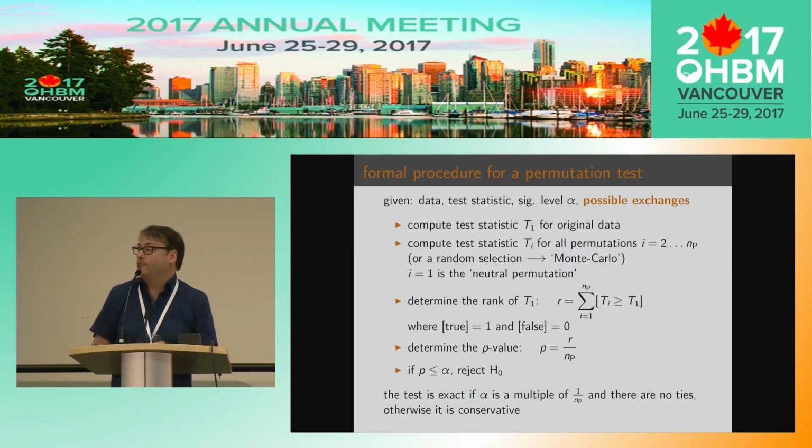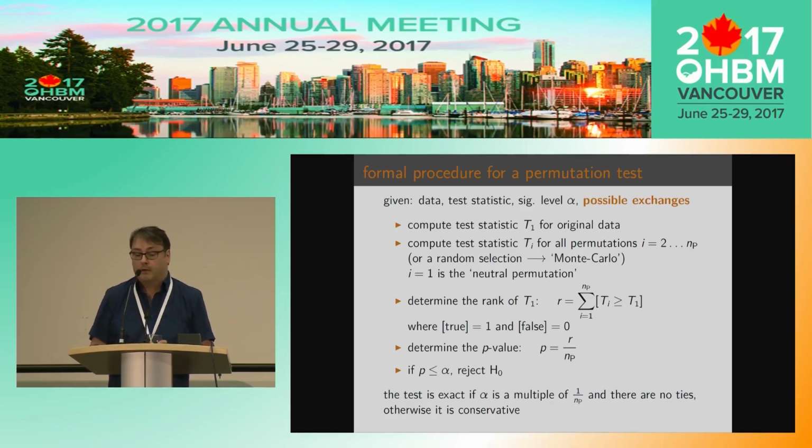Or if there are very many permutations, you can't compute them all. You don't have the computing power to do that. You can also do a random selection of values. This is a test that on average will also be exact, but still you have to include the neutral permutation value T1 in the set. So 2 to NP will be the ones that are randomly selected.